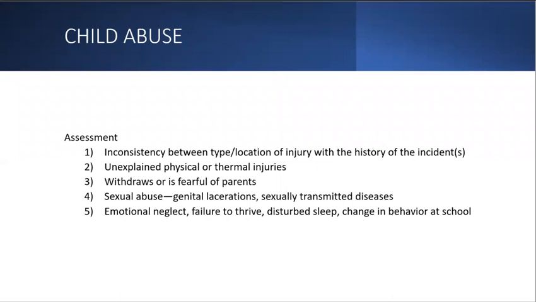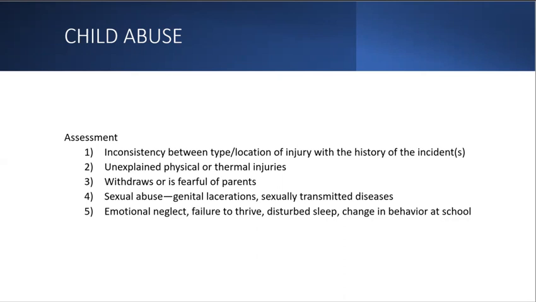So again, when you assess a child on the NCLEX, what are you going to see? How do we know this child is being abused? One very key indicator would be when you have an inconsistency between the type of the injury or the location of the injury with the history that the parent is providing. So again, when there's inconsistency between the type or location of the injury, maybe a bruise or burn or a fracture, maybe a spiral fracture, is inconsistent with the history of the incident, that child might be abused.